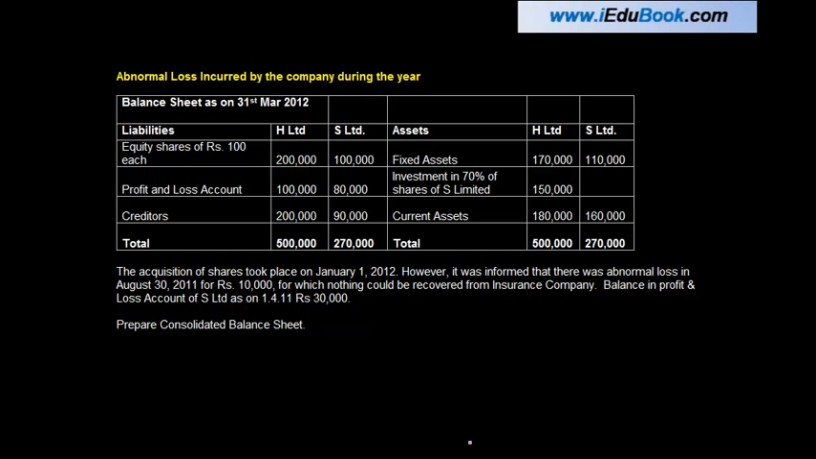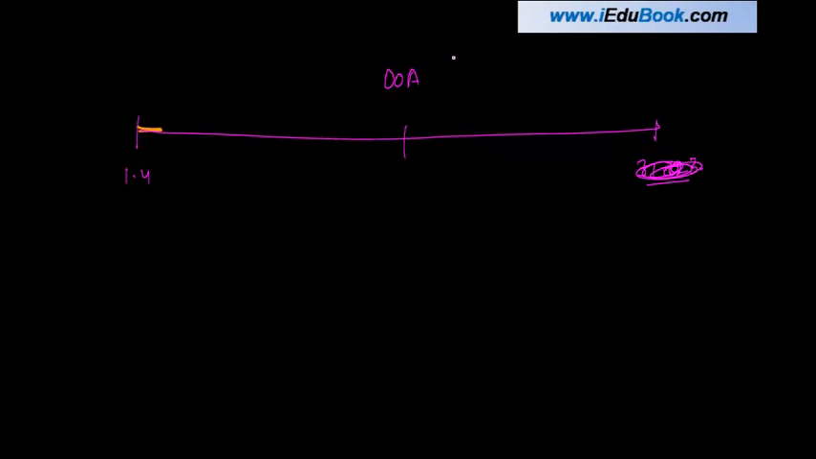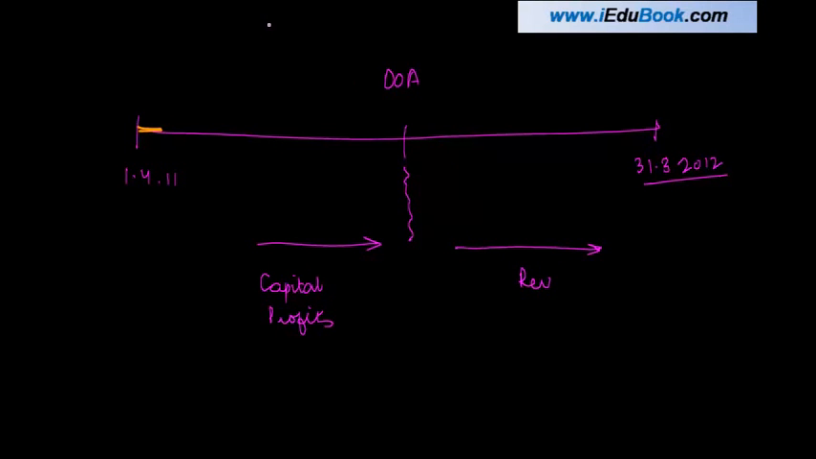The concept of abnormal loss, if I were to explain this to you, lies in the fact that whenever we prepare our balance sheets, we have to calculate the profits on the date of acquisition. Let's say, for example, this is your date of acquisition. This is 1st April. This is 31/3. Now, the idea is that whatever profits are there up to this date, they have to be ascertained. Why? Because these are capital profits. And whatever profits are there after this date are revenue profits.